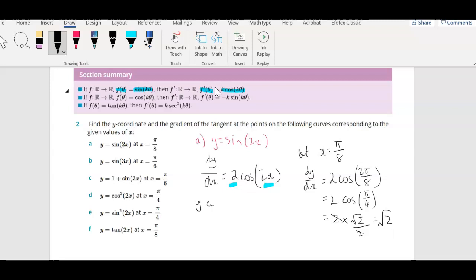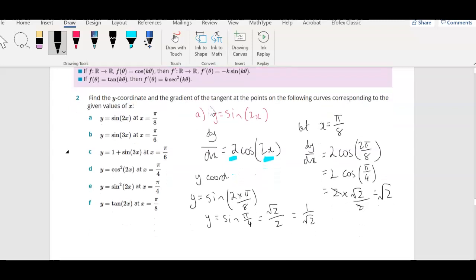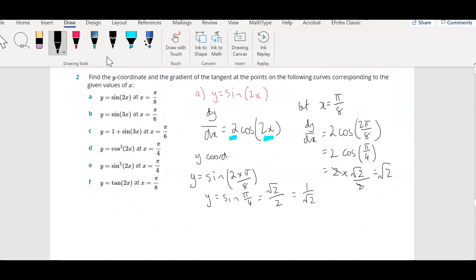For the y coordinate, we're now going to substitute into y equals. So y equals sine 2 times pi on 8, which gives y equals sine pi on 4, which is also equal to root 2 on 2. Do remember that this can also be written as 1 on root 2. The only difference is we have rationalized the denominator. I tend to use root 2 on 2, but please remember it is the same as 1 on root 2.